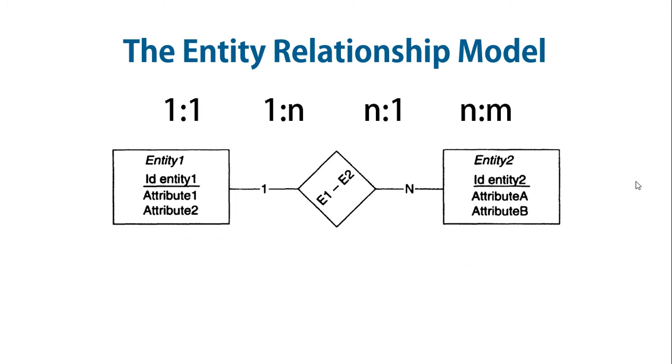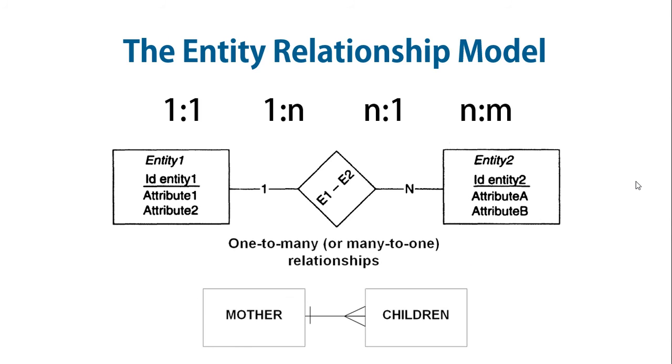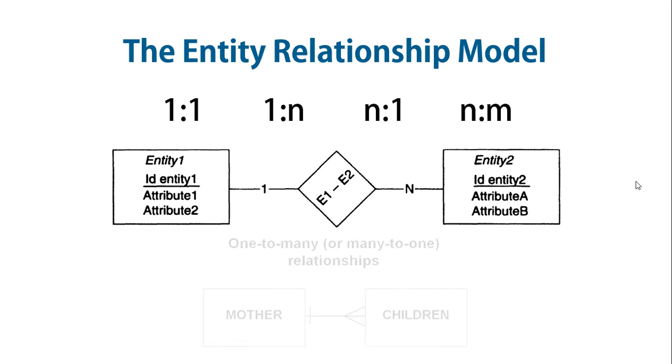A relationship of one-to-many would mean that an entity of type entity 1 can have a number of associated entities of type entity 2, but a single element of entity 2 can be associated with only a single item of entity 1. The relationship of many-to-one is the reverse of one-to-many.